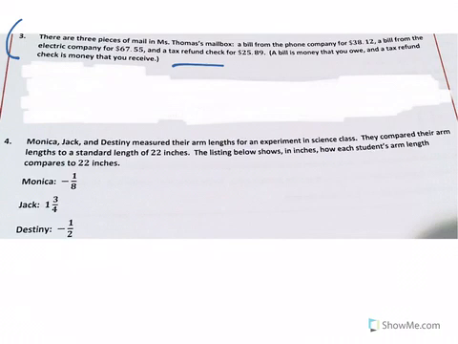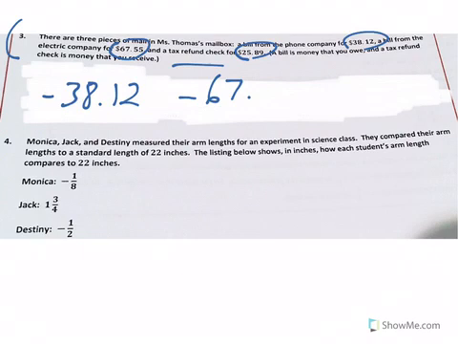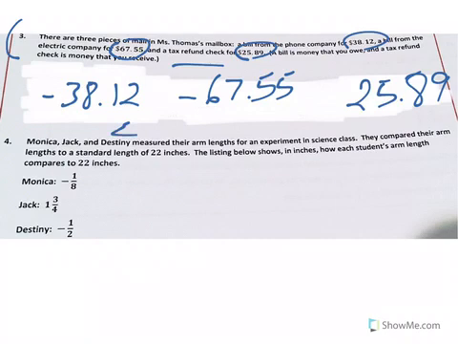So if we're going to place these in order from least to greatest, first it helps to put them in terms of an actual integer, right? So if I owe $38.12, that's negative $38.12. If I owe $67.55, that would be negative $67.55 because it's money that's coming out of my account that I'm losing. But if I'm earning $25.89, that would be a positive number, $25.89.